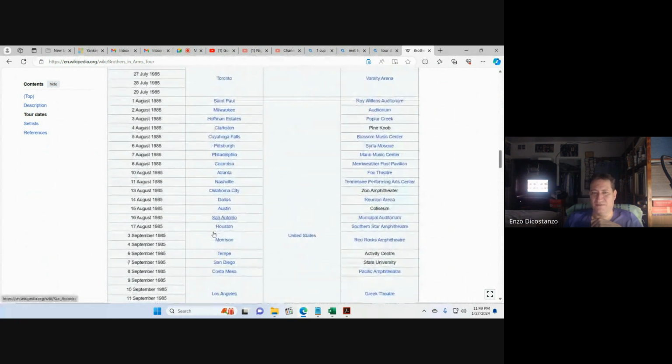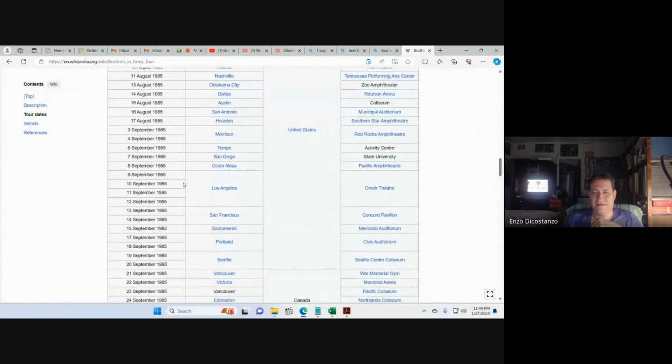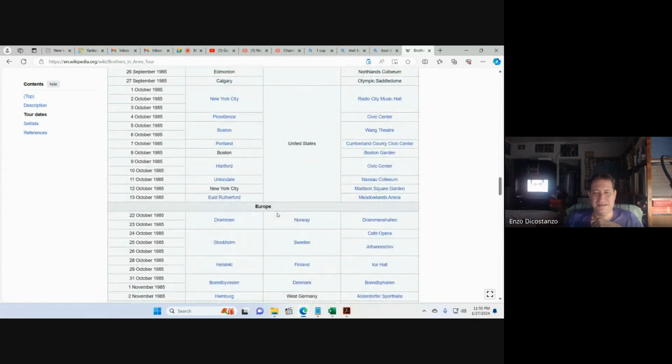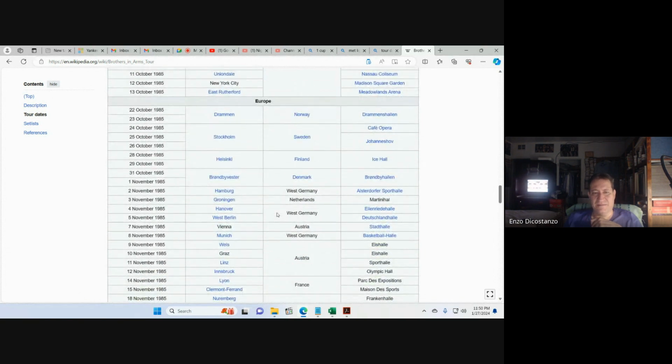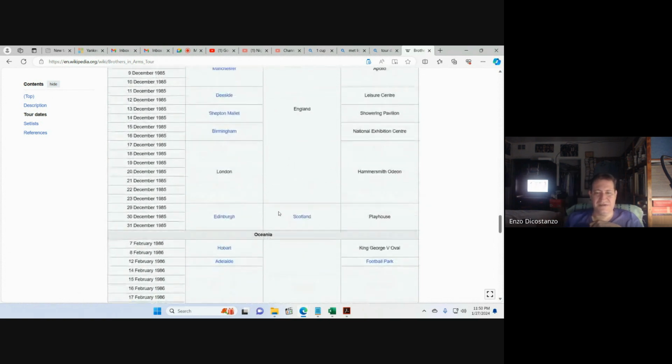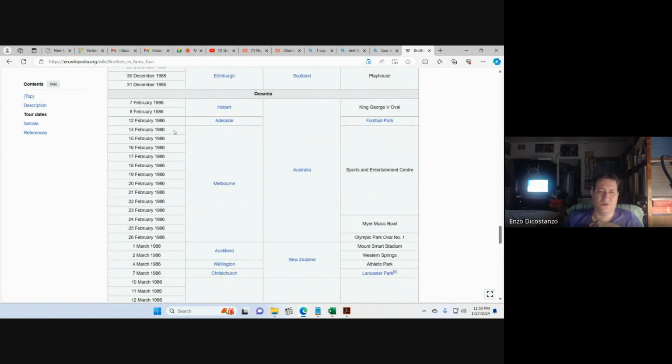That's quite a feat. And then LA, they had 1, 2, 3, 4 in LA. Radio City, which is a smaller place, and then here's Newcastle upon Tyne, which is where they're from. Paris, they had a bunch of dates. So here's London again, the Hammersmith Odeon at the end of '85. Here, look at Melbourne, without a breath.